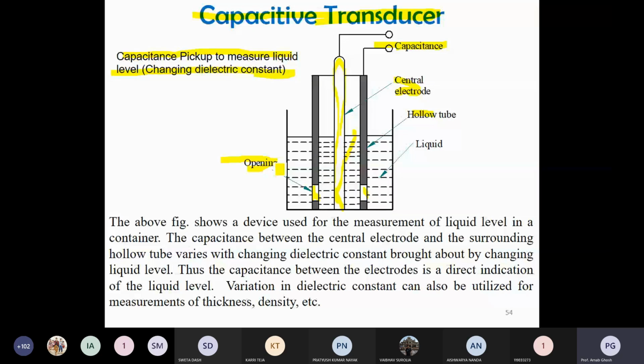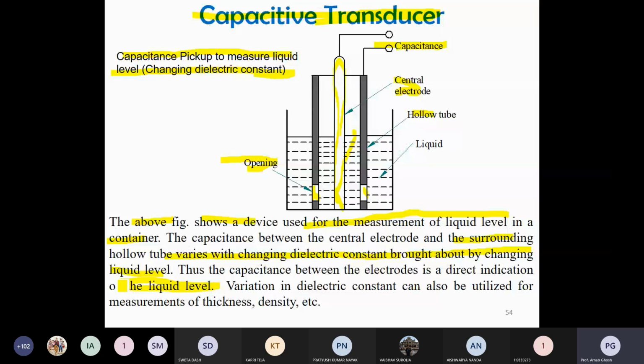The figure shows a device used for the measurement of a liquid level in a container. The capacitance between the central electrode and the surrounding hollow tube varies with the changing dielectric constant, caused by the changing liquid level. So when the liquid level changes, the dielectric constant also changes. Thus the capacitance between the electrodes is a direct indication of the liquid level.